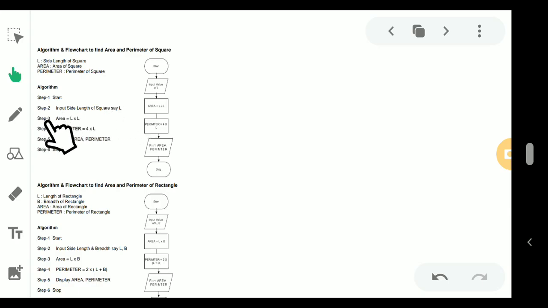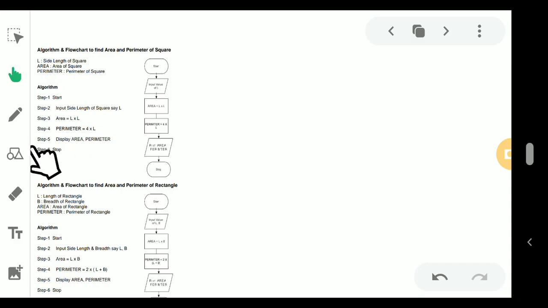In step 3, we calculate the area first. What is the formula for area? It is L into L, right? So we write AREA equals L into L. Now the next step, step 4, the perimeter. The perimeter formula equals 4 into side, and here I am taking L. So PERIMETER equals 4 into L.